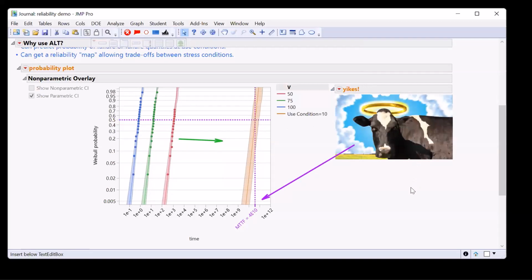And that is a big number. Holy cow, that is a big number. This is like a million years or more than a million years. And so it's simply not practical to try to test the use conditions. We're kind of forced to go to higher stress and then extrapolate to use conditions.